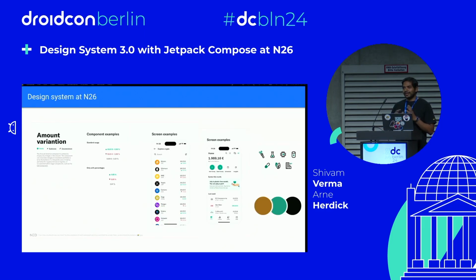And at N26, we have one such implementation of building blocks. You can take a look at some examples here. This is what our screens look like. There's some definition of amounts, icons, different typography, colors, so on and so forth.